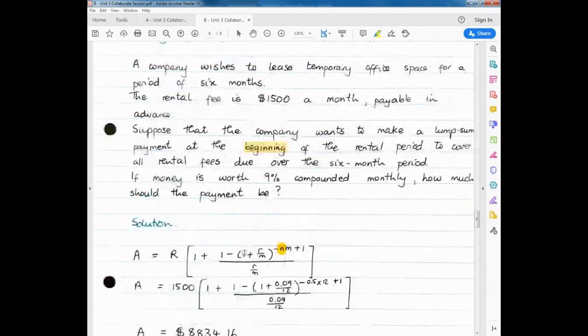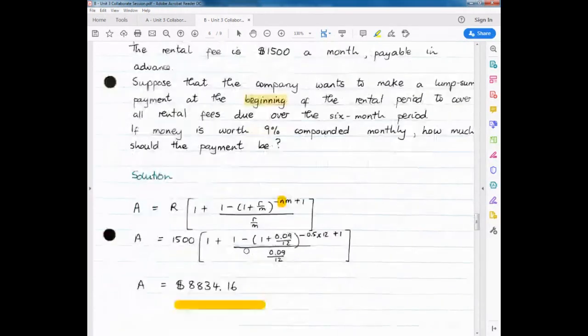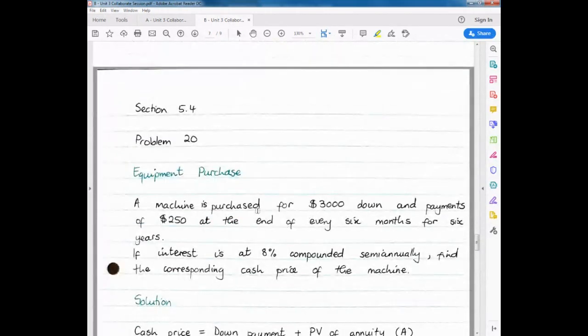Okay. So that's applying all these stories that we're talking about, future value and present value of annuities and annuity due. The next problem would then also be an application question or a word problem. We have equipment purchase. A machine is purchased for 3,000 as a down payment and payments of 250 at the end of every 6 months for 6 years. If interest is at 8% compounded semi-annually, find the corresponding cash price of the machine.